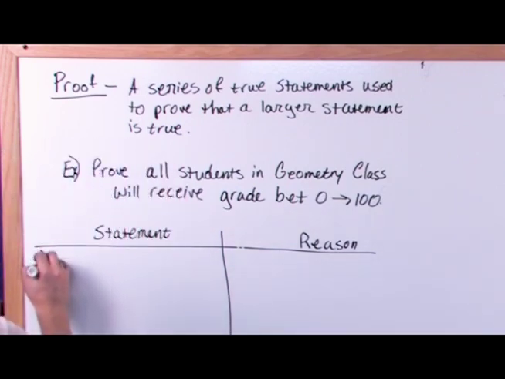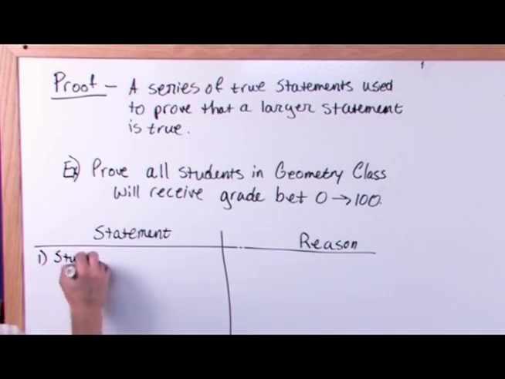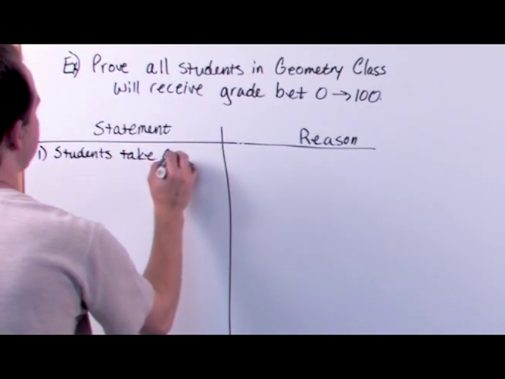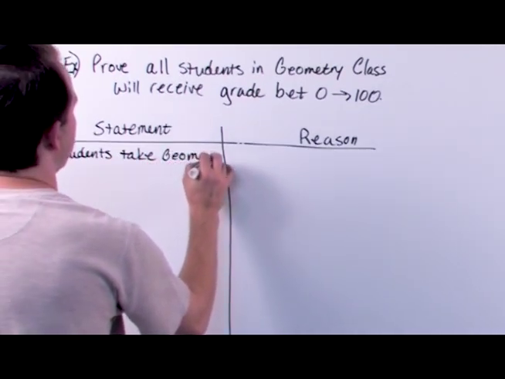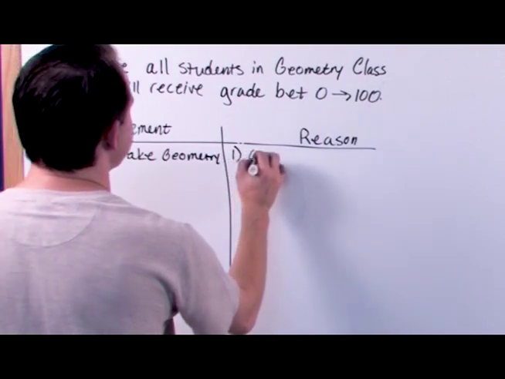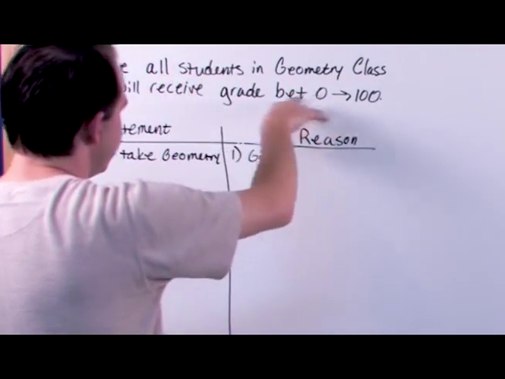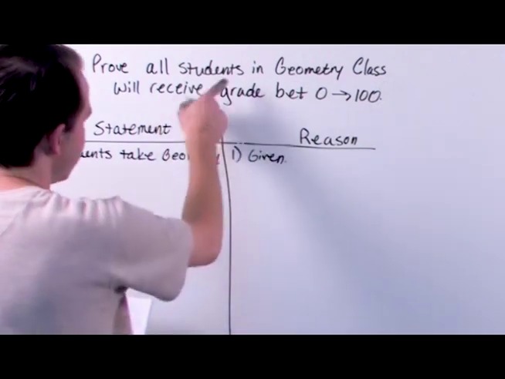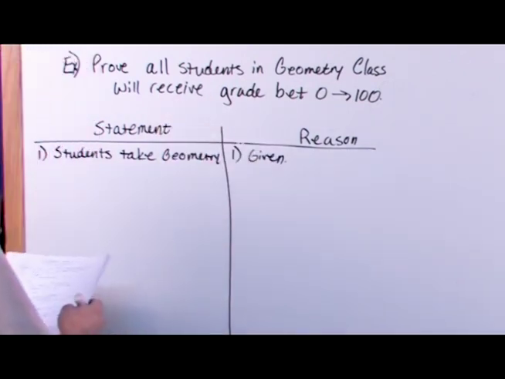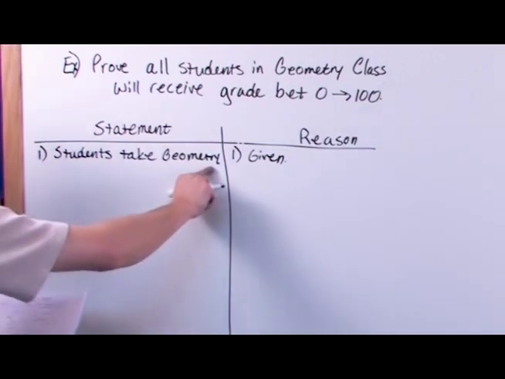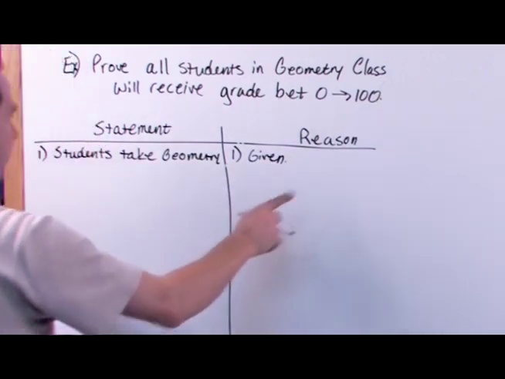So the first thing is that students take geometry. Okay, and that's just given to you. Because really the problem says that students that take geometry get a grade, blah, blah, blah. Well, you're given that the students are taking geometry, so you always start with the given. Okay, so this is the statement that we're claiming is true, and this is the reason why it is true.